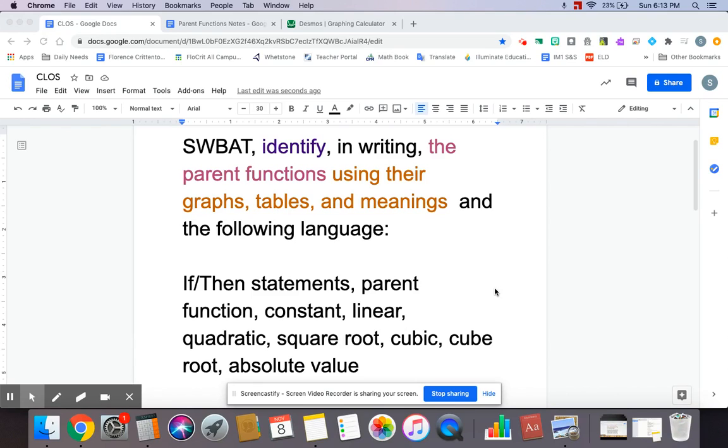The CLO for this lesson is that students will be able to identify, in writing, the parent functions using their graphs, tables, and meanings, as well as the following language: if-then statements, parent function, constant, linear, quadratic, square root, cubic, cube root, and absolute value. In your own words, explain what you think you're going to learn how to do in this lesson.